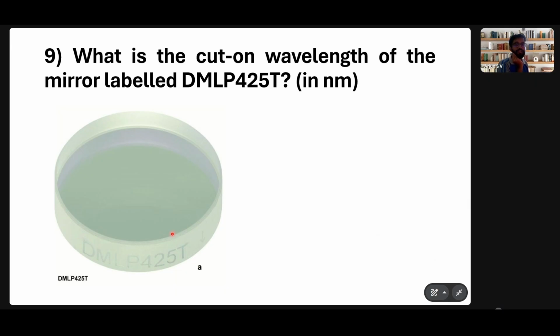Okay. What is the cut-on wavelength of the mirror labeled DMLP 425T? In any mirror, the cut-on wavelength will be signified by the numbers in the mirror label. Here it's written 425. So the answer is 425 nanometer.